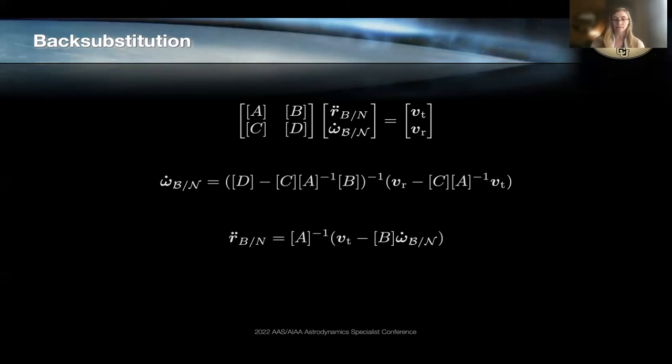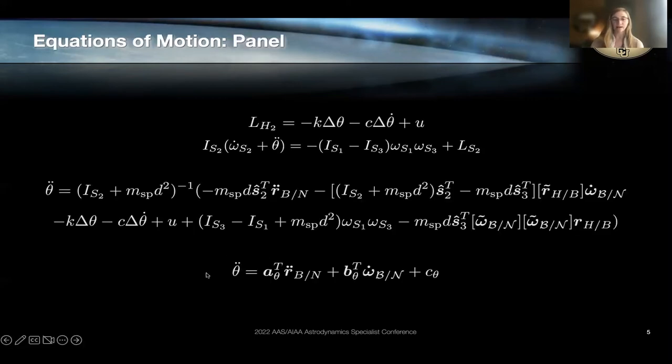Once you solve for the omega dot BN using this Schur's complement trick, and then similarly for the r double dot BN, you can use that to solve the top part of this matrix equation. You take those and substitute back into this same equation right here. You had calculated A theta, B theta, and C theta before, and you can just pop those back in. And that's where the back substitution of this whole method comes in.